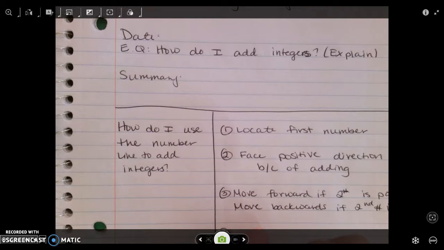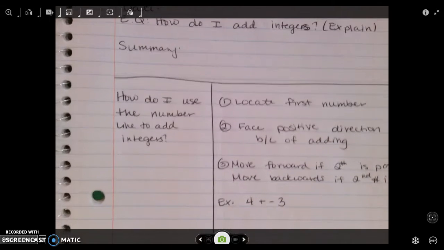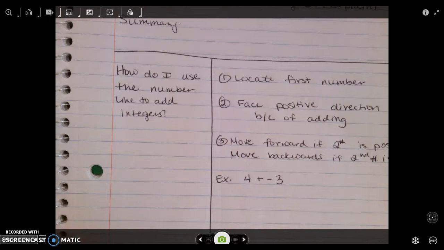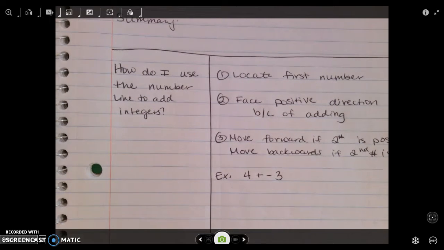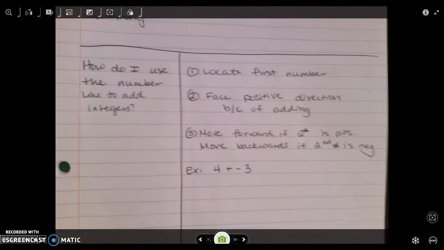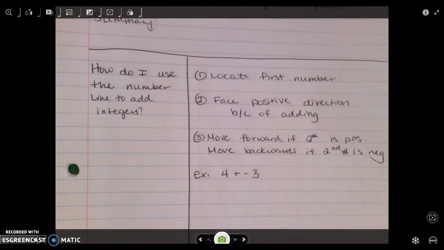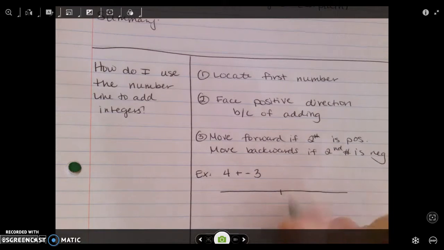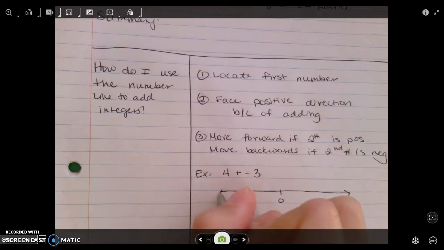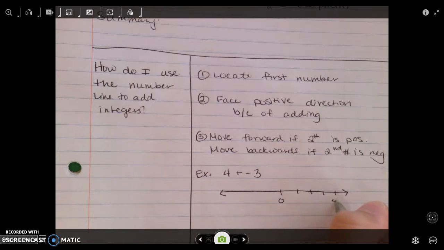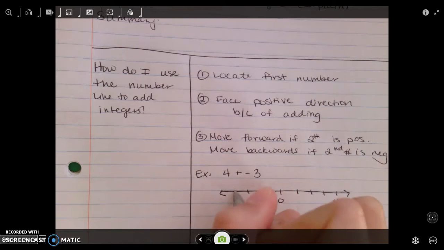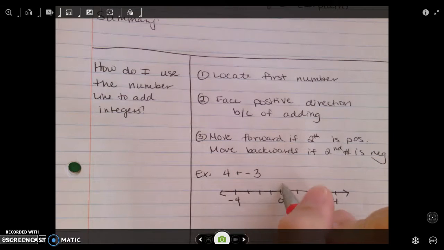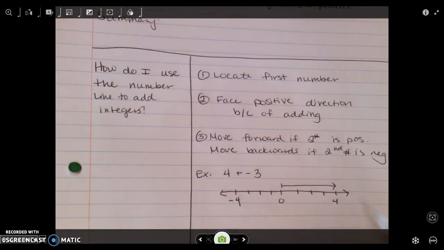So an example of this, say I had 4 plus negative 3. Let me tilt that there so you can see that part. Remember, we're going to model this on a number line just so you can see it. There's 0, 1, 2, 3, 4, and 1, 2, 3, negative 4. So find your first number, which is 4.